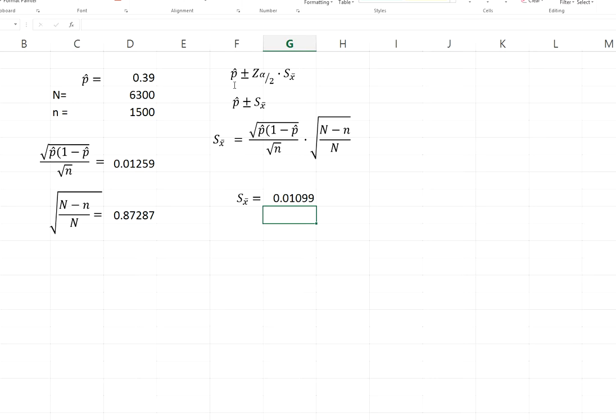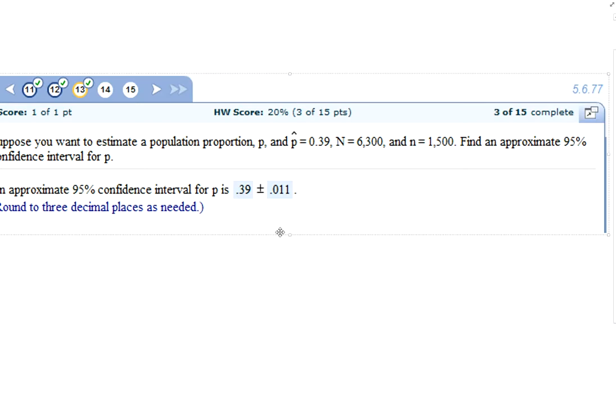The difference between the confidence interval and the approximate confidence interval is that in the approximate one you don't use z. That's my understanding. So that's why it is P plus or minus the standard error. The standard error is 0.011. Next question.